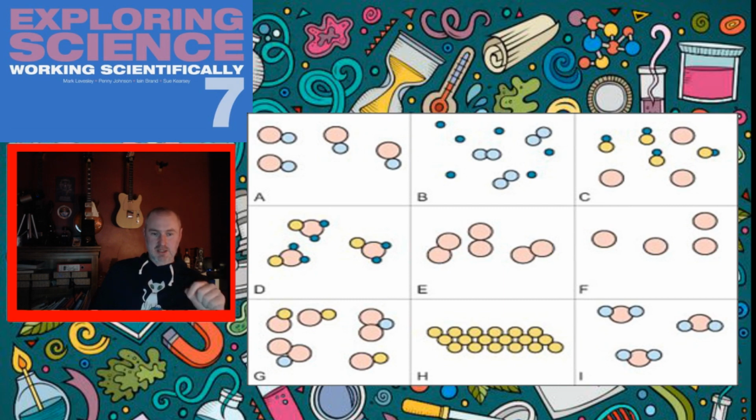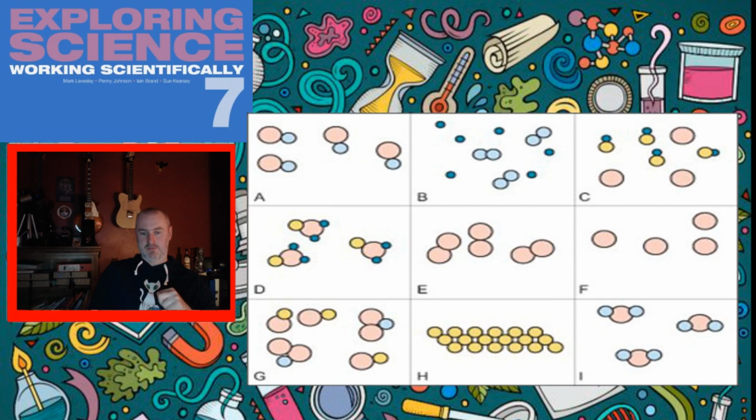Let's look at G. Little bit harder, this one. Now, hopefully, after you've paused the video and had some thinking time about it, you've realised that we have 2 different types of compound there. We have the big pink ones stuck to the little yellow ones, and we have the 2 big pink ones stuck to the little blue one. They are 2 different types of compound. So this is a mixture of 2 compounds. That's how we would describe that, a mixture of 2 compounds.